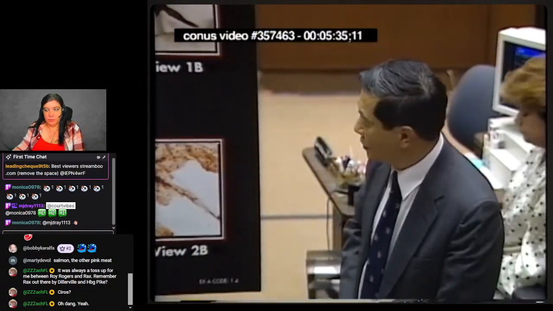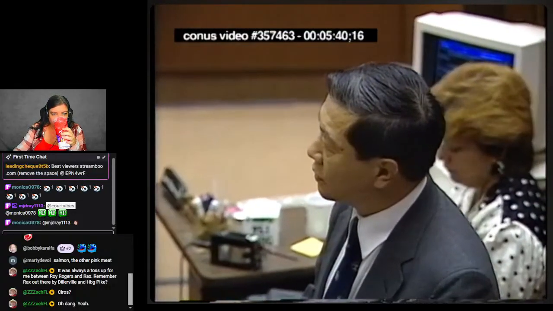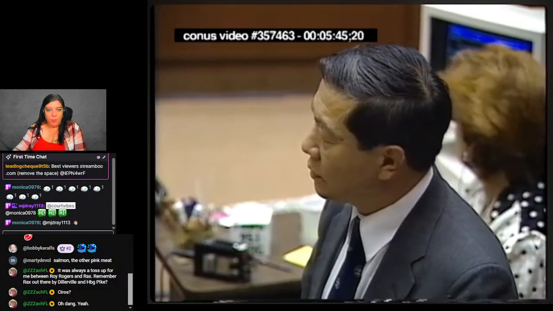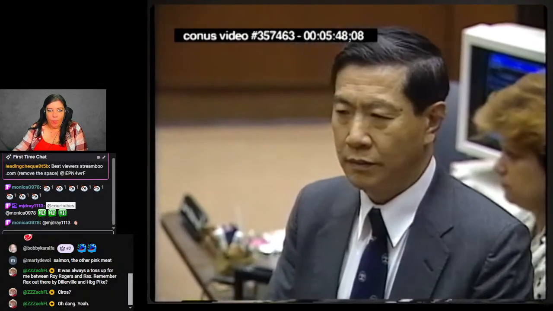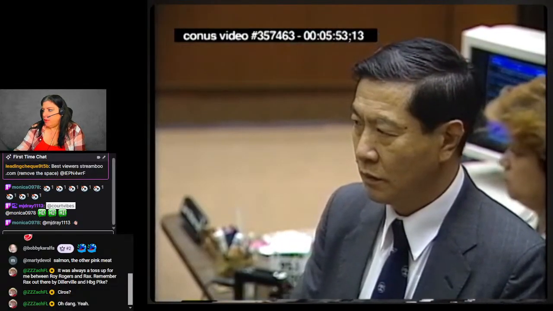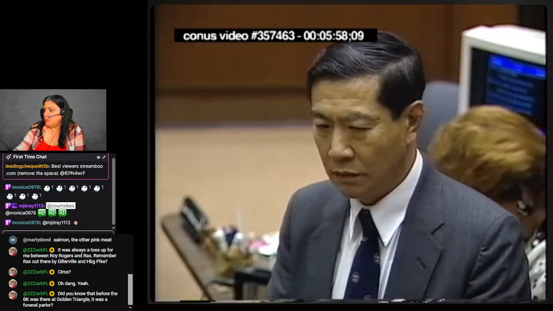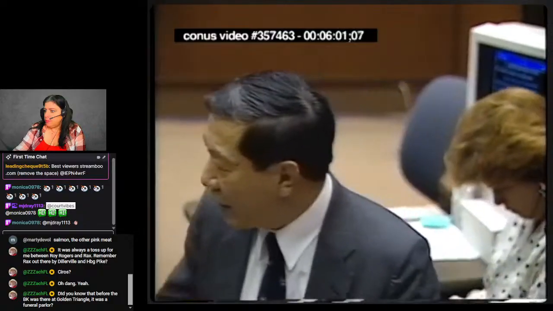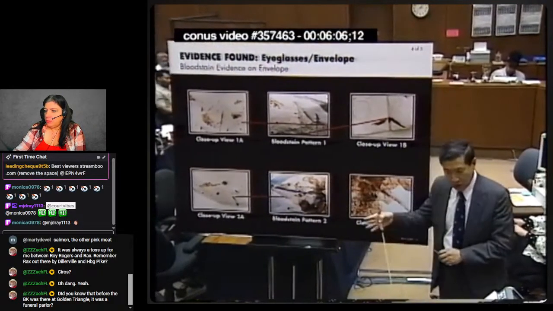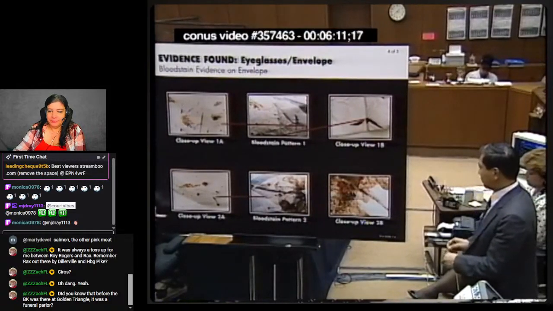Would this kind of blood pattern that we see on 1A and 2A be consistent with a struggle between two individuals around this envelope? Objection: speculation, no foundation. It could indicate dynamic movement, different time contact, could be consistent with this. Okay. Any other observations of interest?